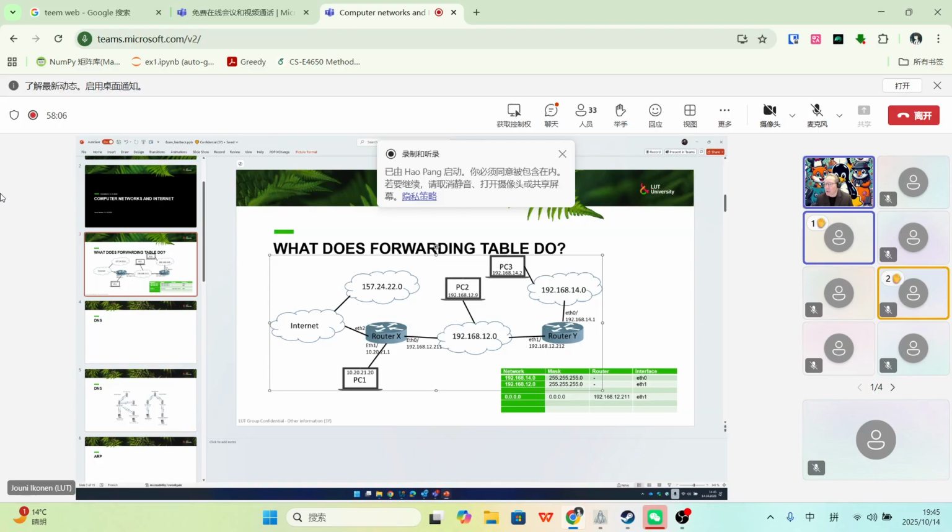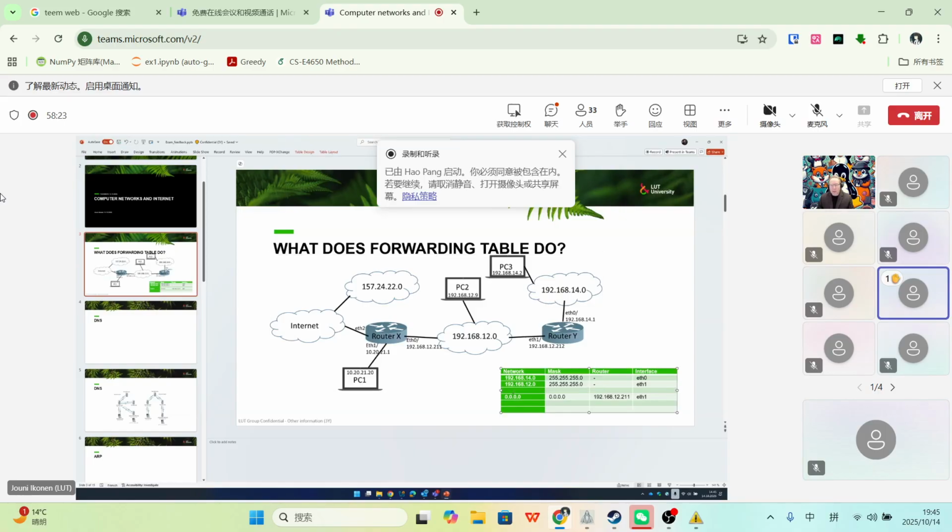Okay, thank you. Song-Nian has a question. I think there is also a subnet between router X and PC1. Is this 10.20.21.0? Yes. We can. This is what we have just had here.